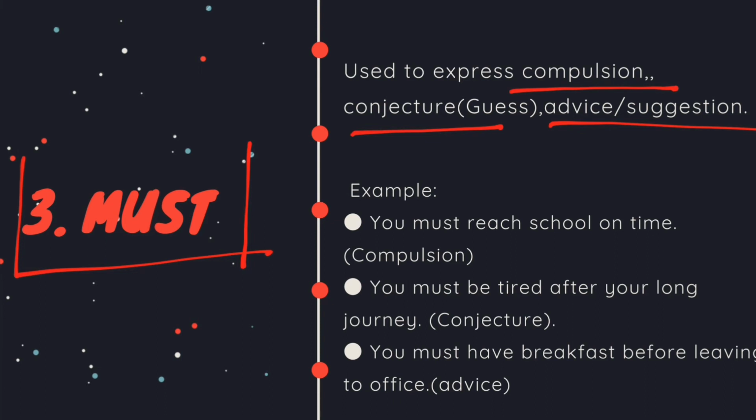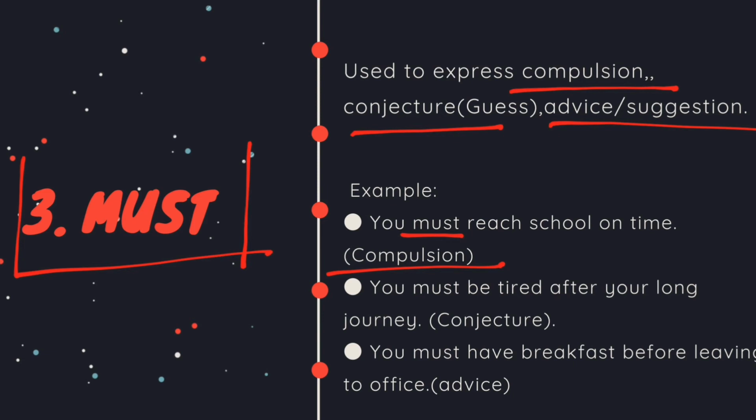You must reach school on time. So here we have used must for compulsion. Why? Because we have to reach the school on time, otherwise we will be punished. So this is a compulsion. That is why we have used must over here.